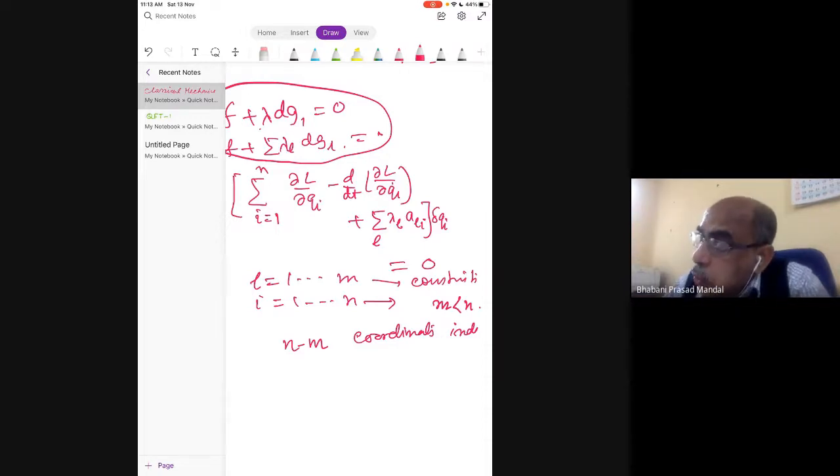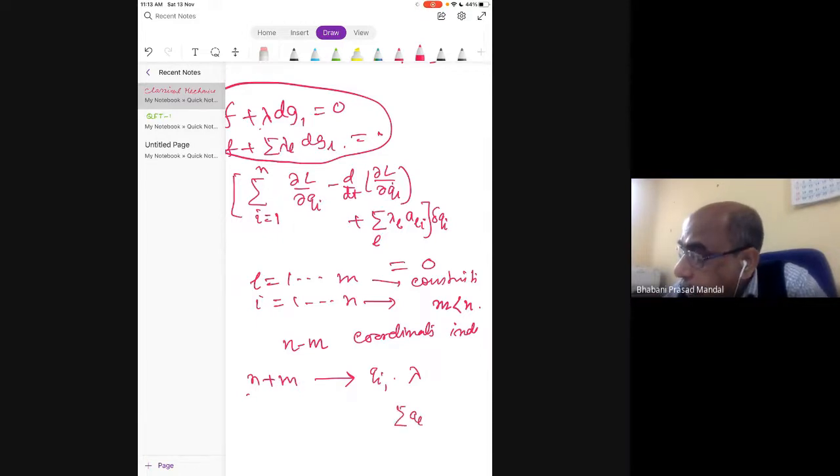Okay, so by introducing the lambda, your number of variables is n plus m, because m is the number of lambdas, the qi are n in number, and then there are the lambdas. So that is the total number of variables, and you have equations. In the equation you have delta a l q delta q equal to 0, summed over L. So there are m equations here and n others, so in total n plus m equations and n plus m variables, right?